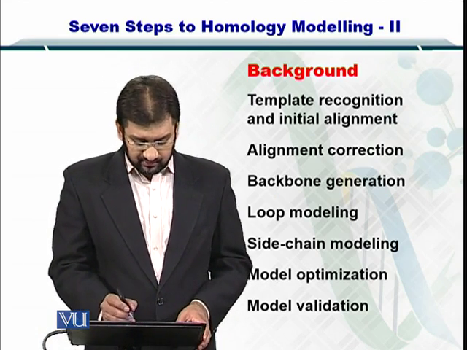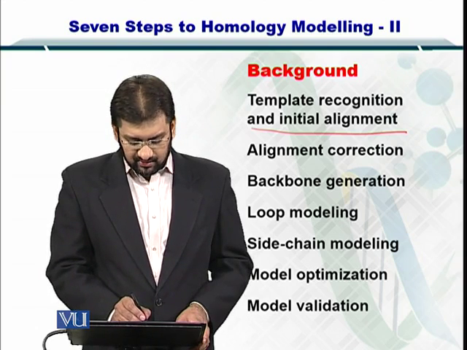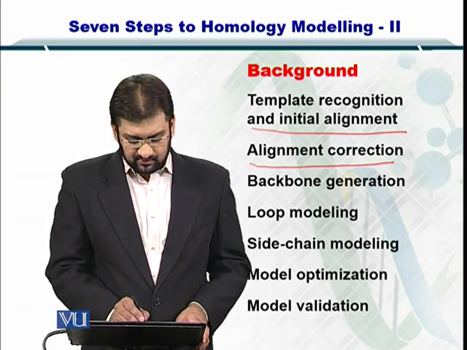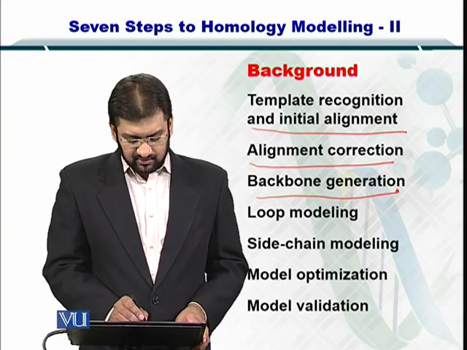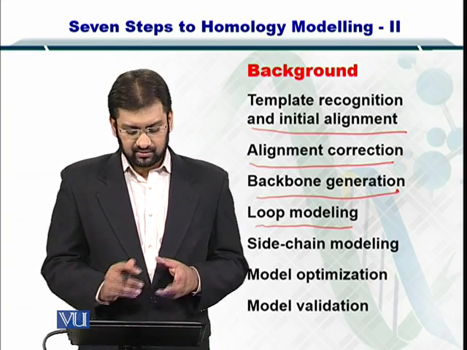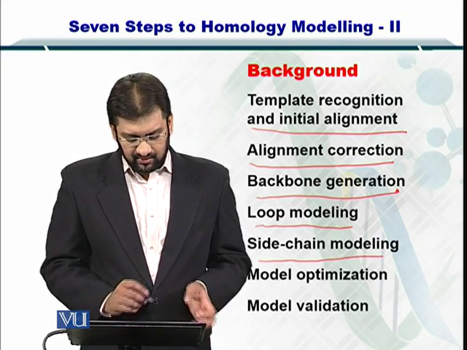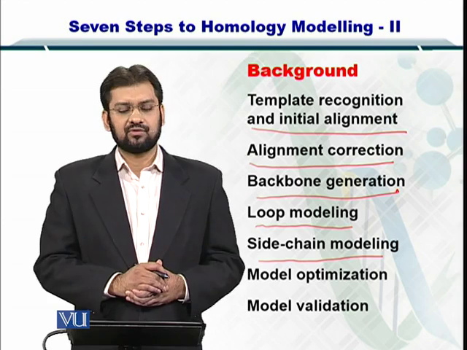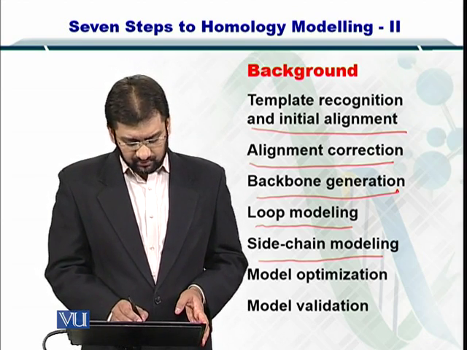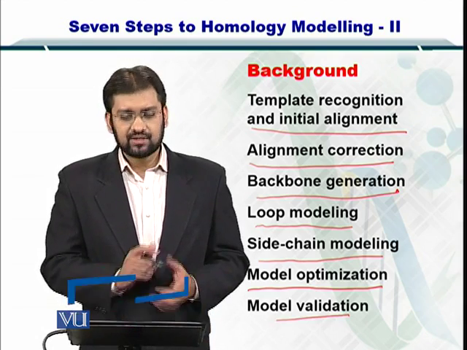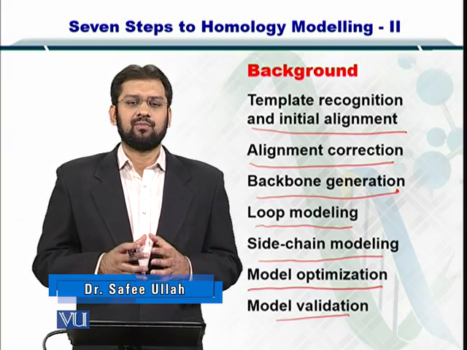Let's take a look at them to review. So the first one is the template recognition and initial alignment. The second is alignment correction. The third is the backbone generation, that is the amino acid backbone. The fourth is the insertion of the loop and optimizing that. The next is the side chain modeling and looking at all the possible conformations in which the side chains can be inserted on the backbone. This is followed by model optimization and then validation by looking at the known structures. So these were the overall 7 steps for homology modeling.